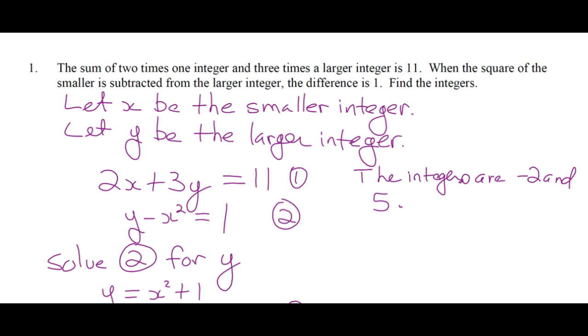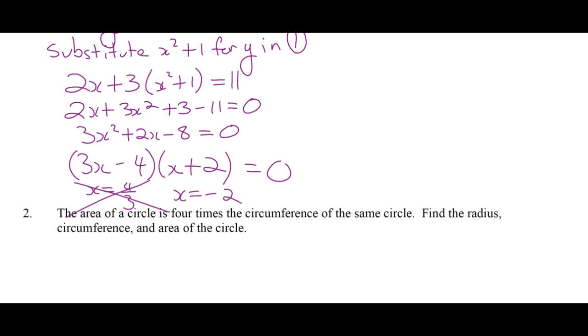These are, right? What's that other integer? Well, it's 5. Okay, then I go back here. Well, actually, I like to go back to the problem. What if you got that wrong? So the sum of 2 times the smaller integer and 3 times the larger integer: negative 4 plus 15 is 11. When the square of the smaller, 4, is subtracted from the larger, 5 minus 4 is 1. Okay. Questions? Easy peasy.